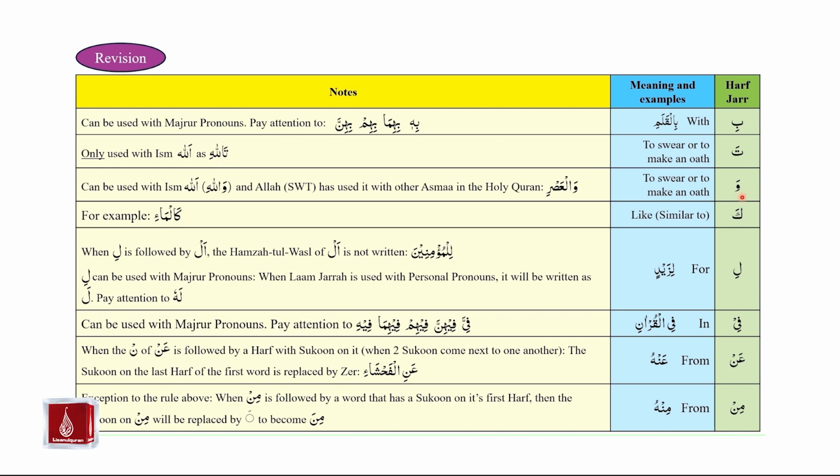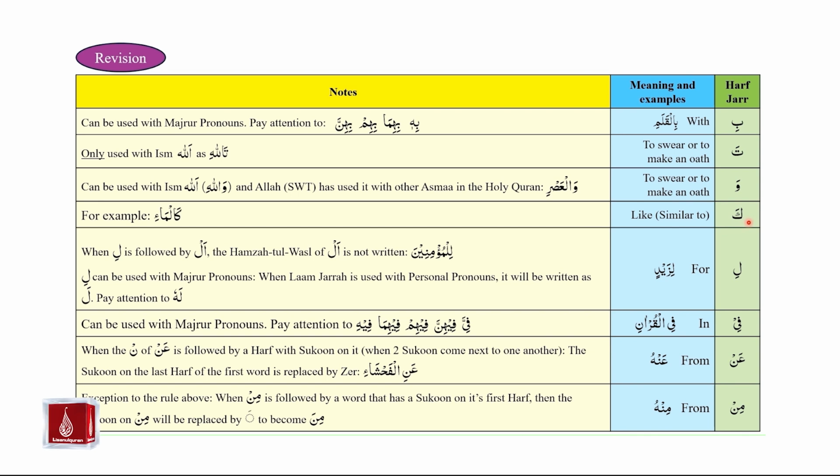Waw harf jar also means to swear or to make an oath. Waw harf jar can be used with ism Allah as wallahi, and Allah subhanahu wa ta'ala has used it with other asma in the Holy Quran. For example, wal asri.